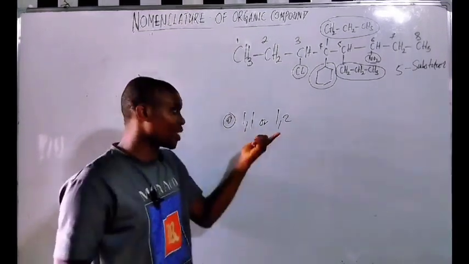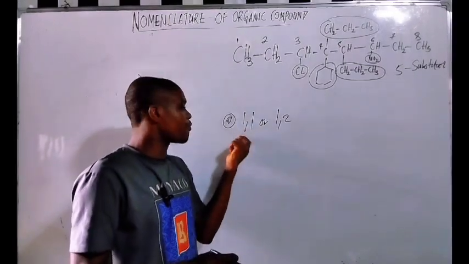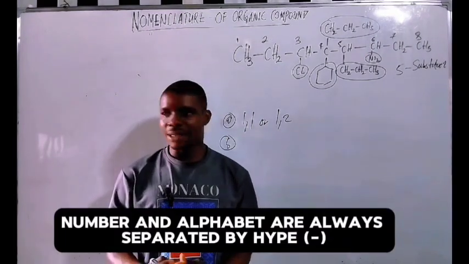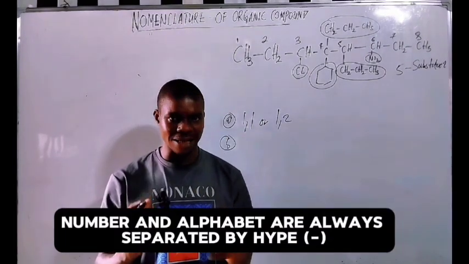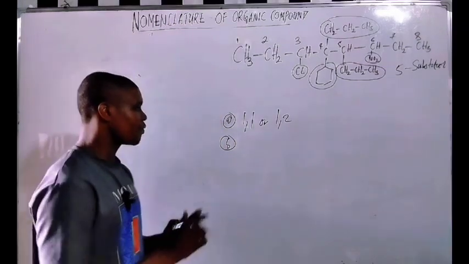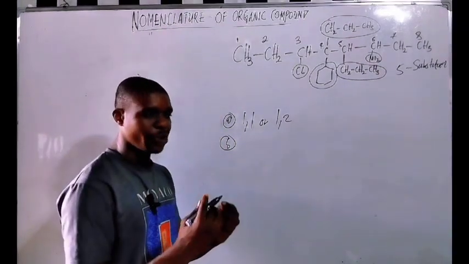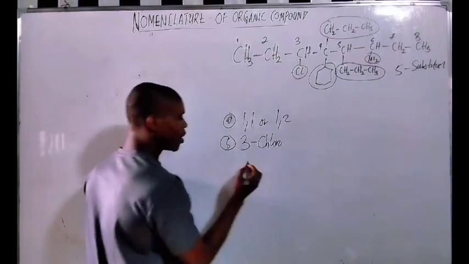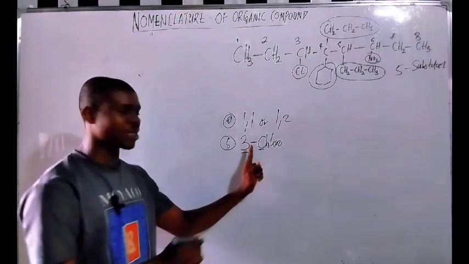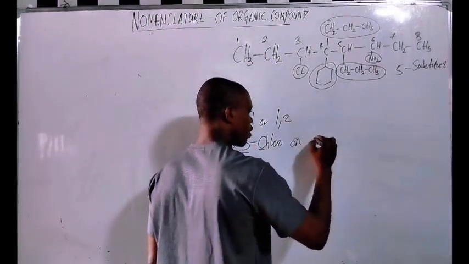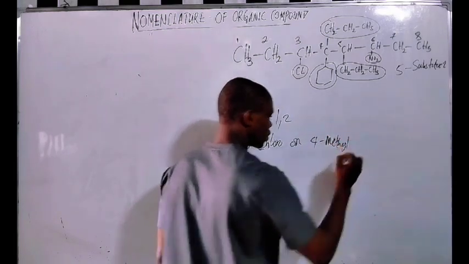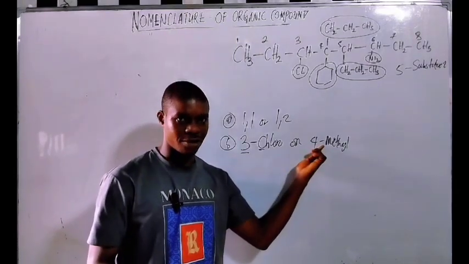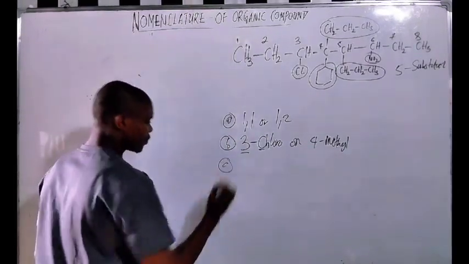So when you're naming, you have to take note of this. You must separate number from number by a comma. B: numbers and letters are always separated by a hyphen, a dash. So if for example we have a number and a word, when naming, you must separate them by a hyphen. Like for example, 3-chloro. Numbers and letters are always separated by this dash. It's very important. Or 4-methyl. You only separate number from letters by a hyphen. Very important.